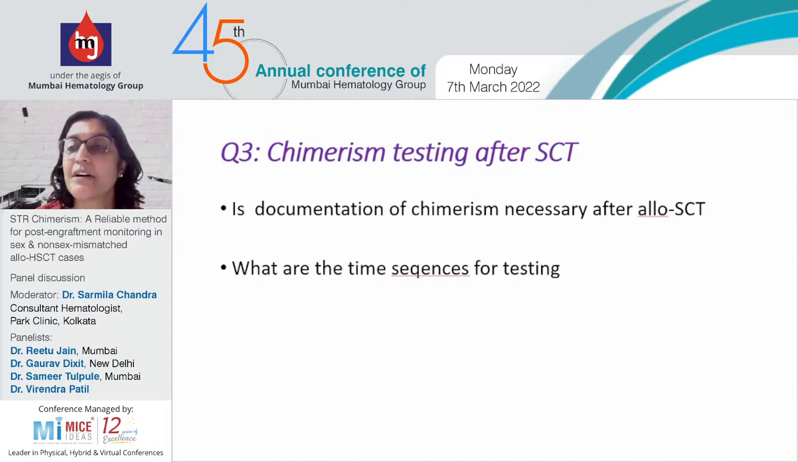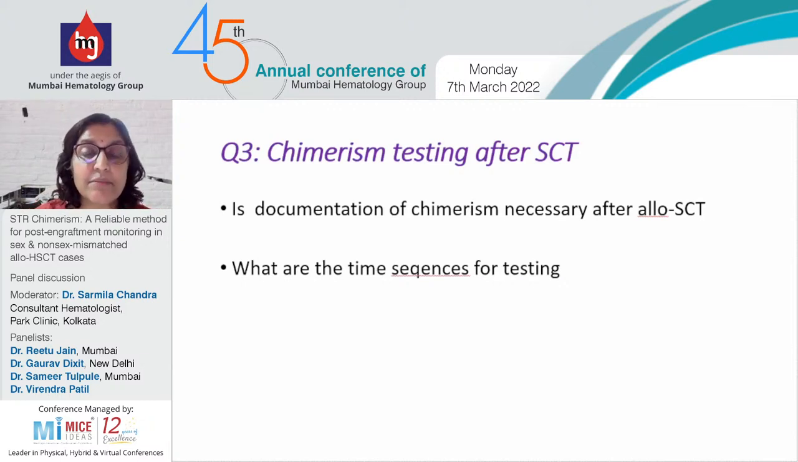I would say the answer to your first question, is documentation of chimerism necessary for allogeneic transplant? Yes, it is, because at the molecular level, we know that the recipient has engrafted the donor cells. And it is also important in non-malignant conditions, even if it's a mixed chimera, especially in thalassemia patients. So we are fine with that.